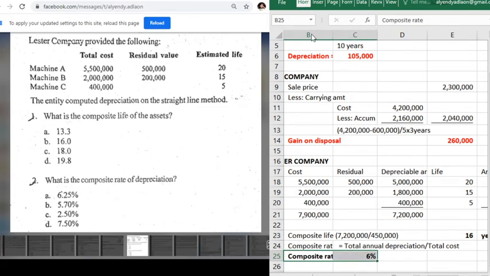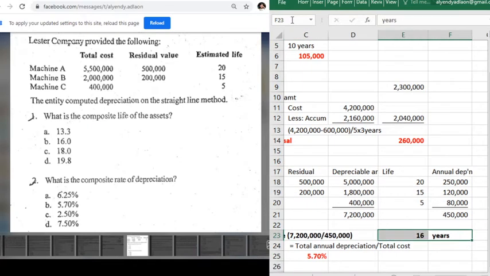Now the questions are, what is the composite life of the asset and what is the composite rate of depreciation? So the composite rate of depreciation, according to our computation, is 5.70%, and that is letter B. While for the composite life, we have here 16 years. Okay, that is 16 years.